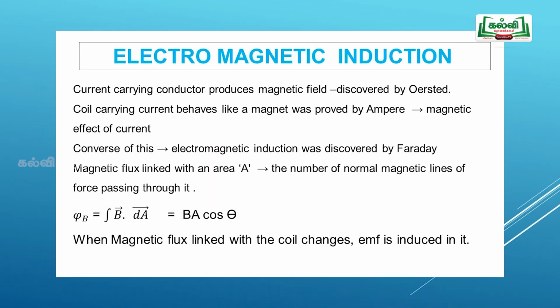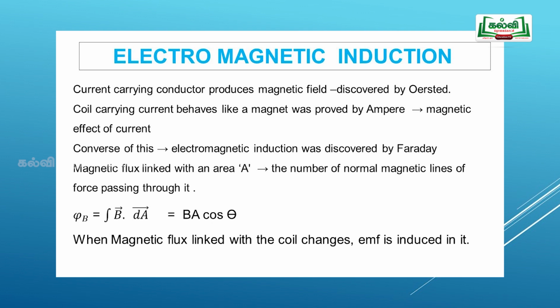To start with, Oersted was the scientist who proved that if you have a conductor, there is a magnetic field around the conductor. Later on, Ampere proved that if there is a coil carrying current, one side becomes a north pole, the other side becomes a south pole and it behaves like a magnet. So, what is happening here? If there is a current, there is a magnetic field.